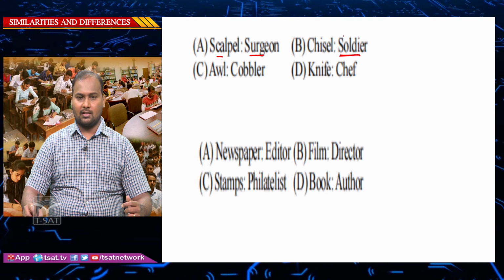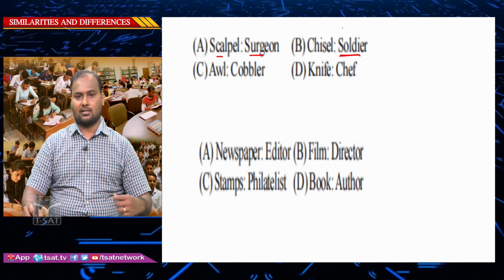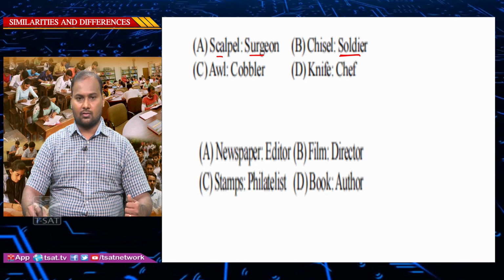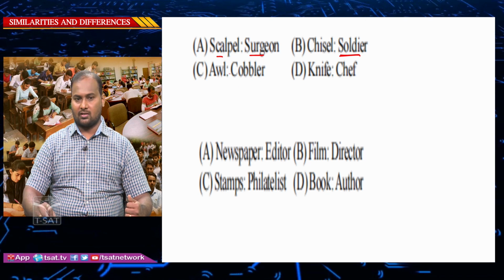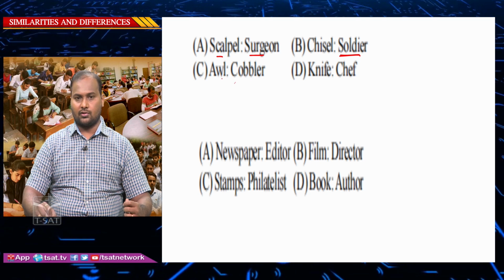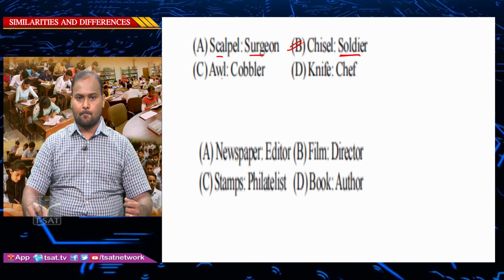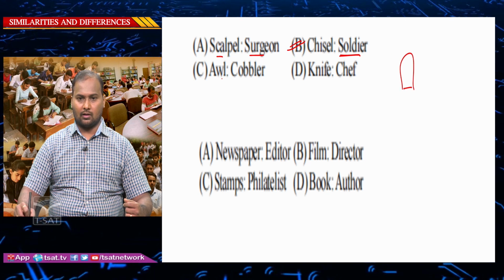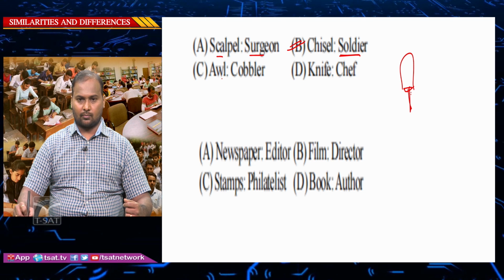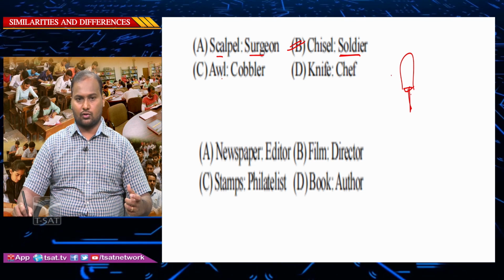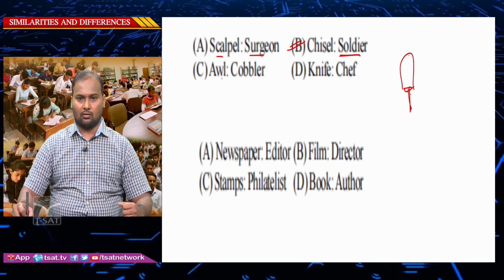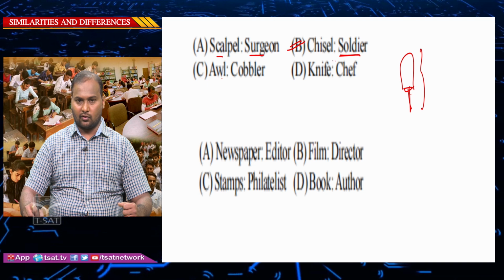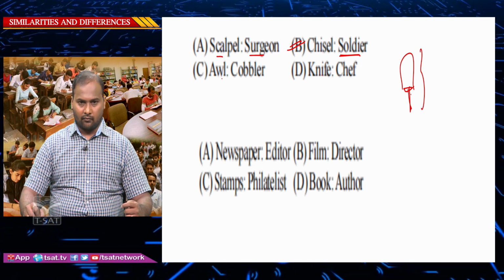This chisel is used by sculptor. So your answer should be either gun or sculptor. Then it becomes correct. Now come to awl and cobbler. See, cobbler uses awl to stitch your shoes. If you see those persons who stitch shoes, they have this kind of instrument, very sharp. So it is used to stitch the shoe or a chappal, right? So that is called awl. Next one is knife and chef. You know that chef uses knife to cut fruits and vegetables, right?